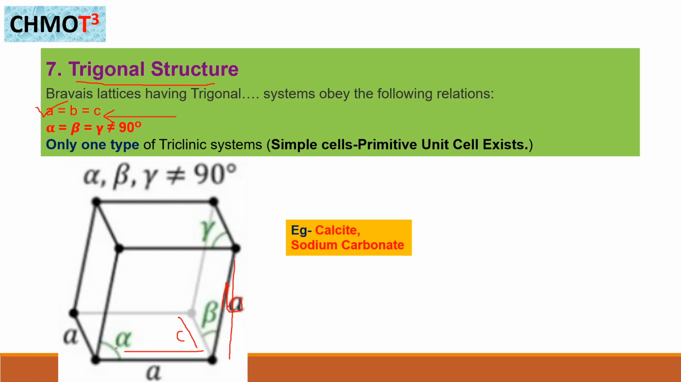But if we draw the angles here, alpha is equal to 90 degree and beta also shows 90 degree, but in this case gamma does not show 90 degree, so it is not a cubical structure, it is a trigonal structure, because gamma does not show 90 degree. So it means alpha, beta, gamma are not equal to 90 degree.